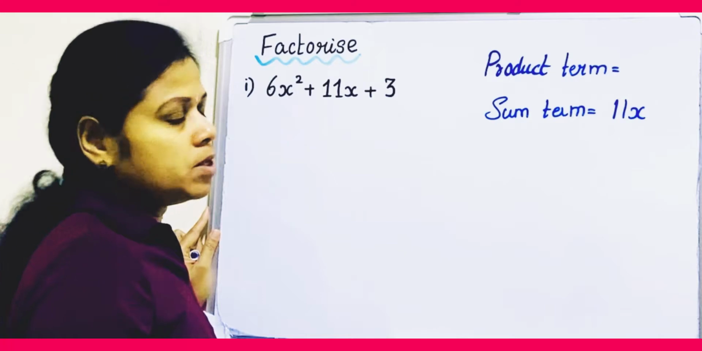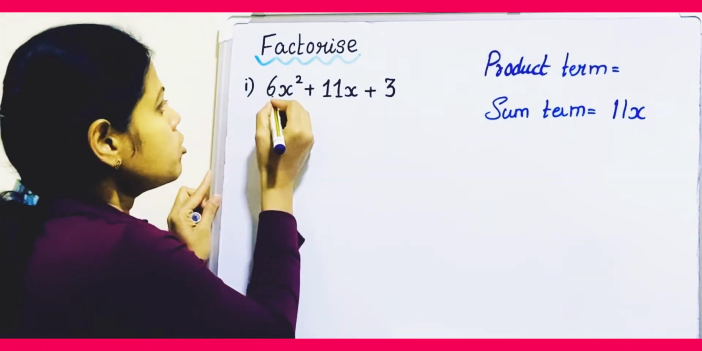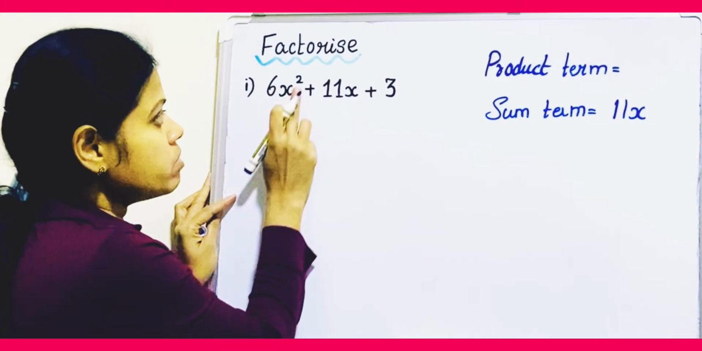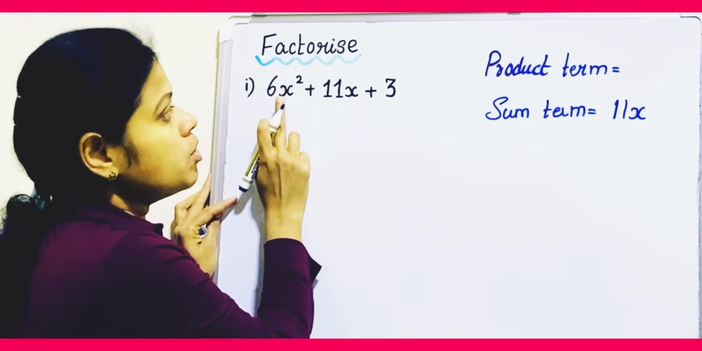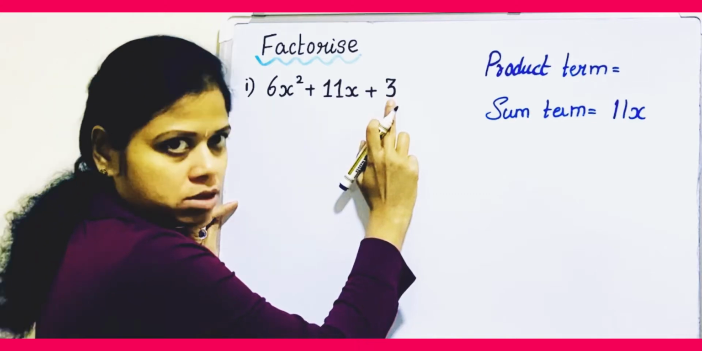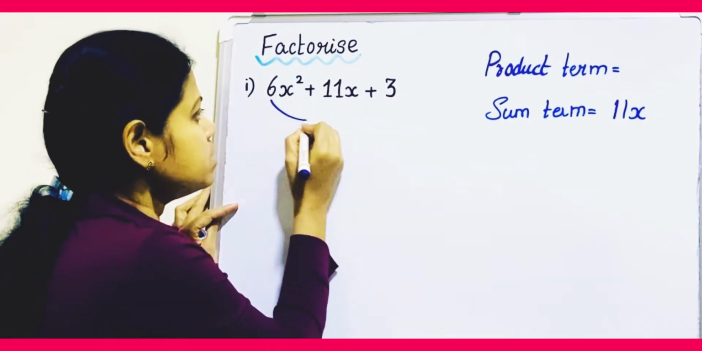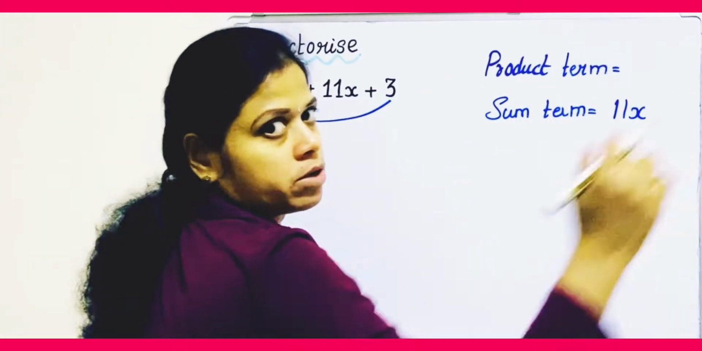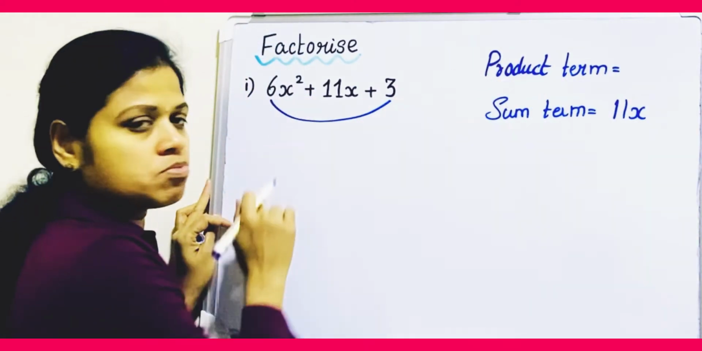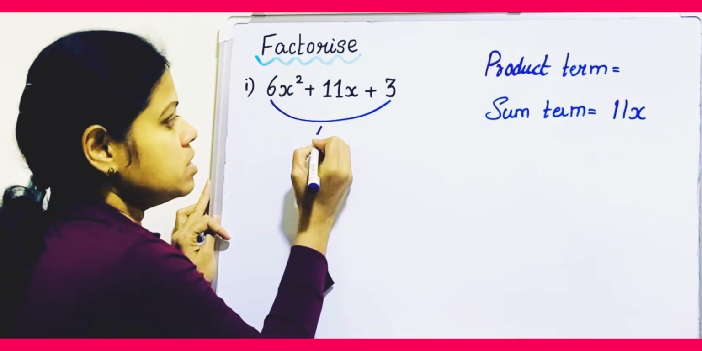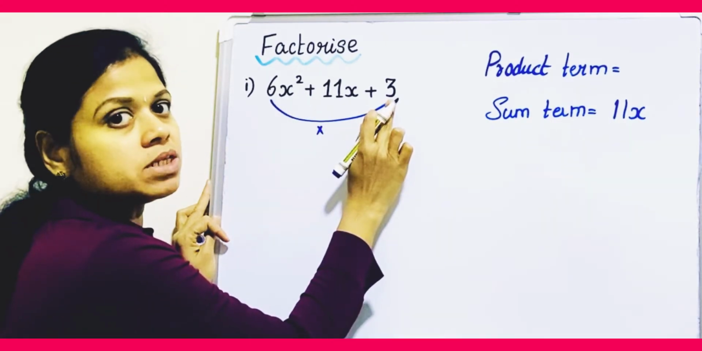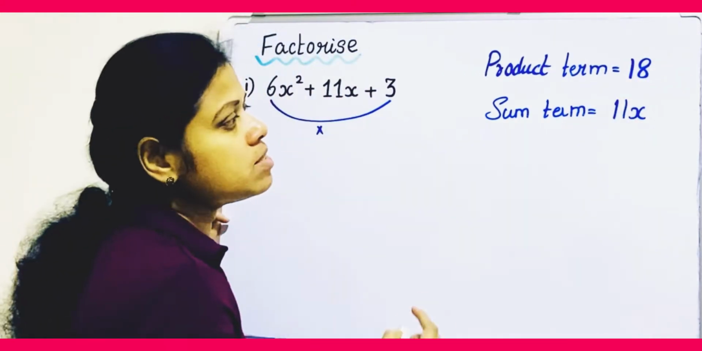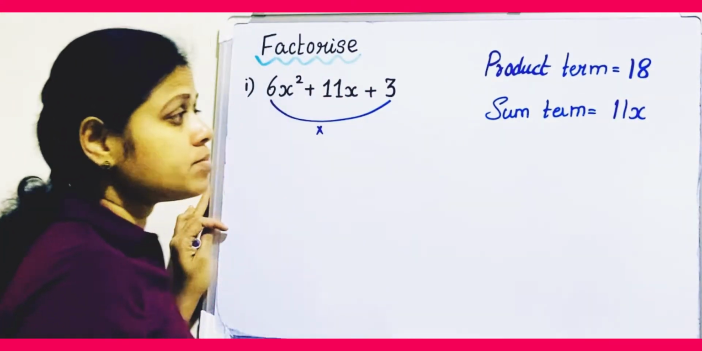And the product term is the product of the x square coefficient and the constant. So you have to take the coefficient of x square and the constant and multiply them, and you will know the product term. So the product term of this expression is 6 multiplied by 3, which is equal to 18. So here the product term is 18 and the sum term is 11x.